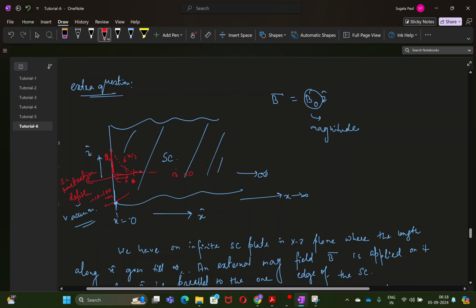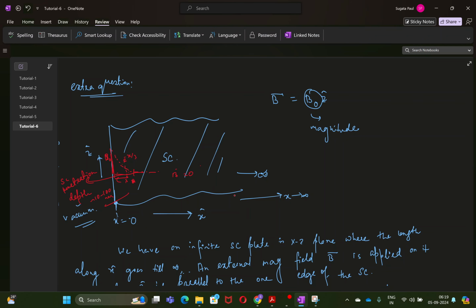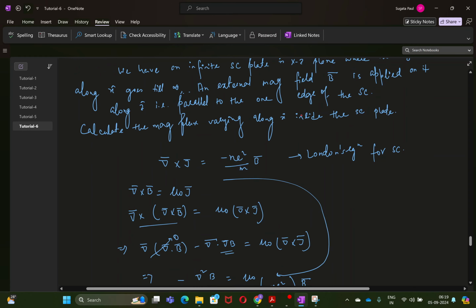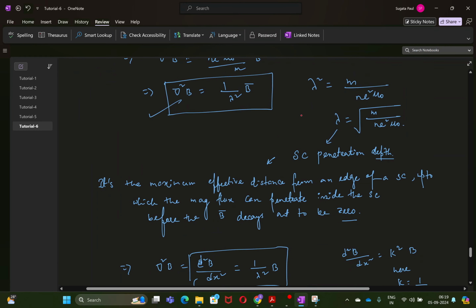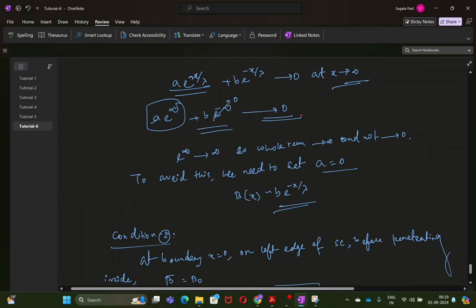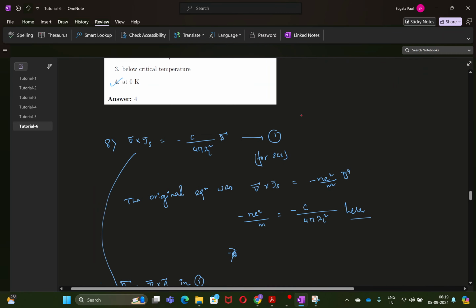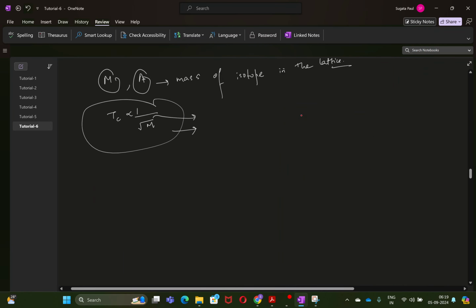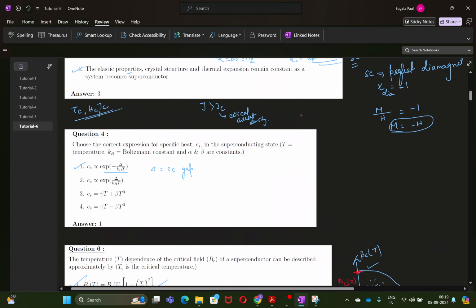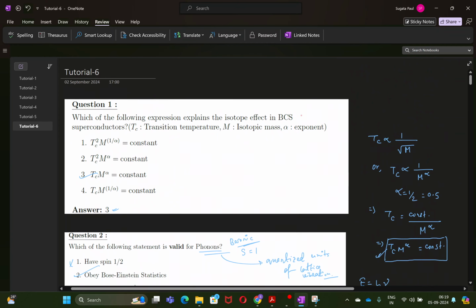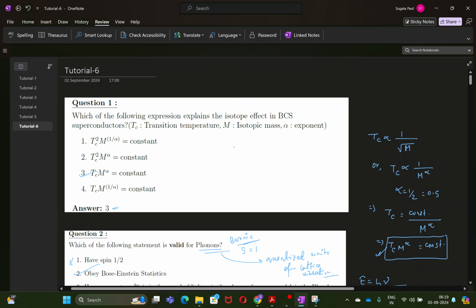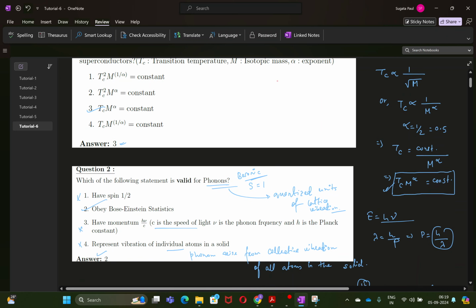So by this idea we have been able to calculate the behavior of the magnetic flux density inside the superconductor under these boundary conditions for this particular system. Okay, so with this we have finished the total tutorial on superconductivity for this week. For the next week's tutorial we will solve the next week's assignment.